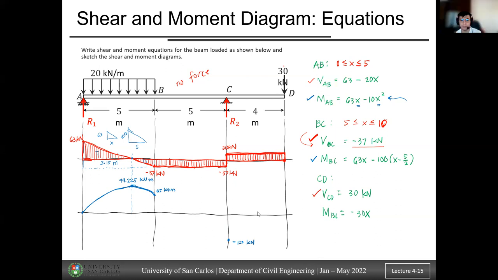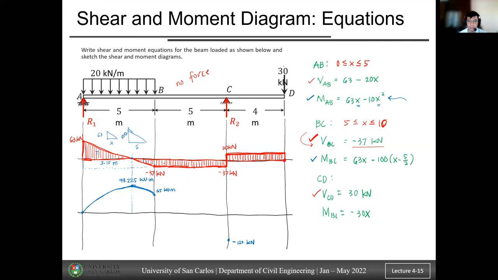So the 5 meters is still the same, right? Sir, for the 5 meters it is still the same. That would be 65 still. So if it's still 65, meaning our first equation for the moment of AB would be correct, because it took the same 65 in the equation for segment BC.